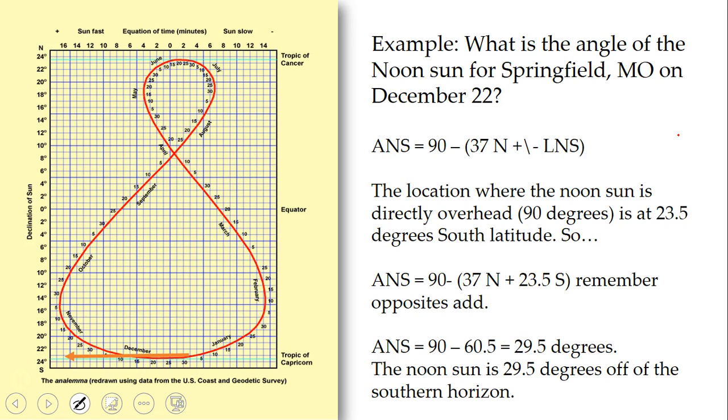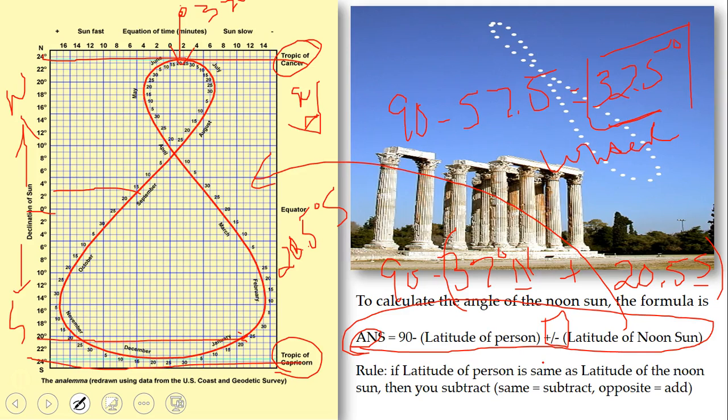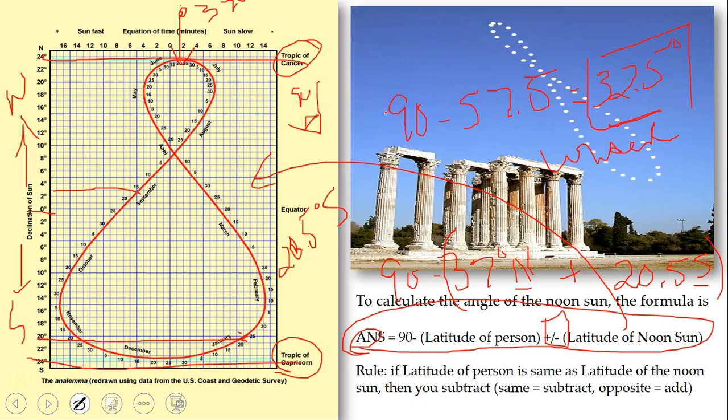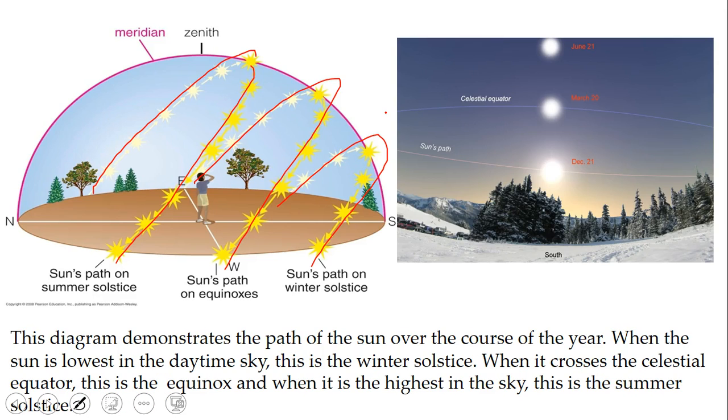Angle of the noon sun for Springfield, Missouri on December 22nd. Now watch this one. Whenever you do this, 90 minus 37 plus or minus latitude of the noon sun. Here you go. Look at that. The math comes out 29.5 degrees. So now that we've progressed into January, 32.5. We've gone from the winter solstice to now we're starting to increase our height. So what are temperatures going to be doing? Increasing. Why? Because sunlight is more direct. Okay, let's progress on. Oops, I'm going backwards, sorry.